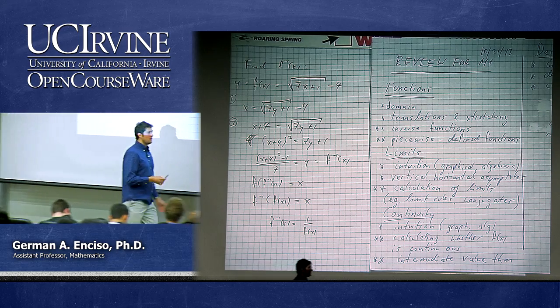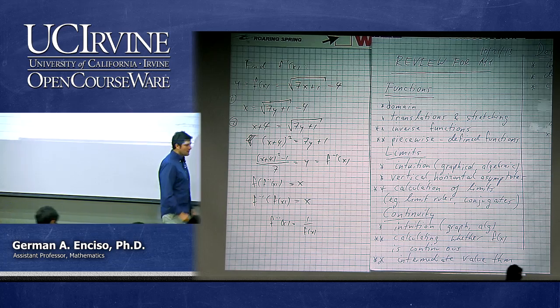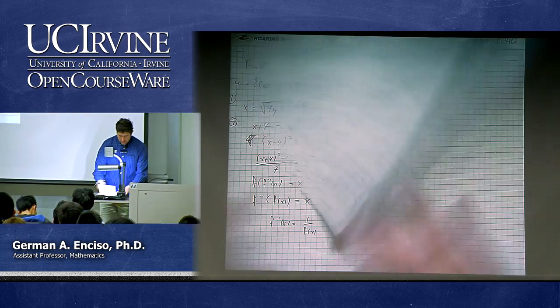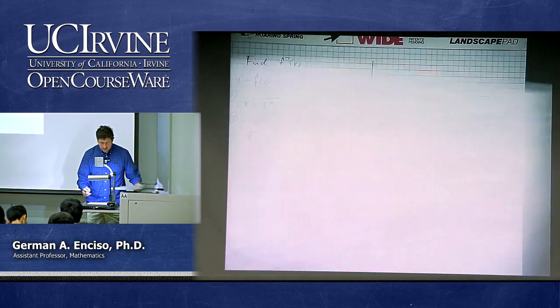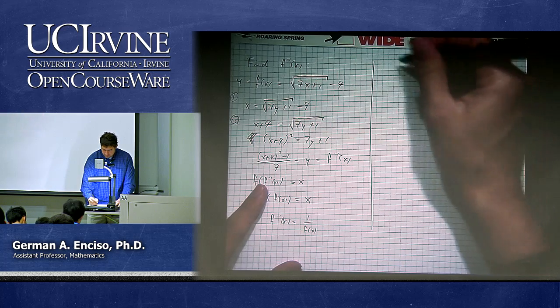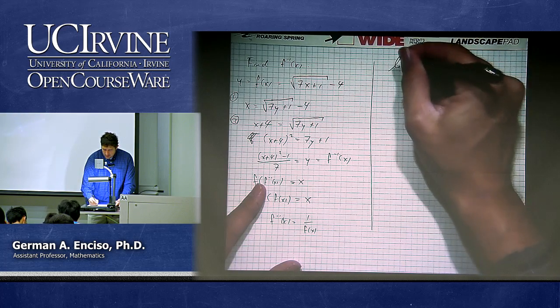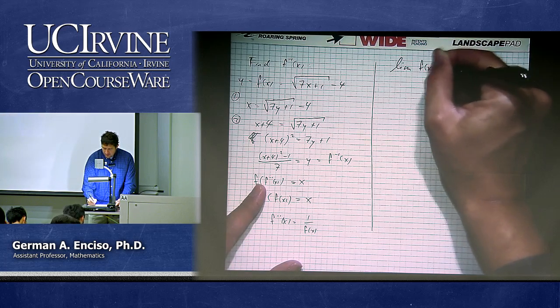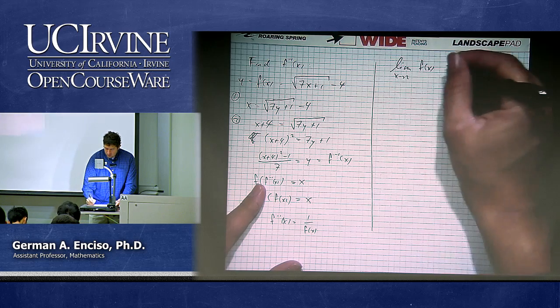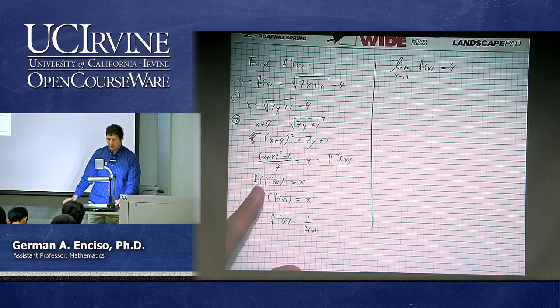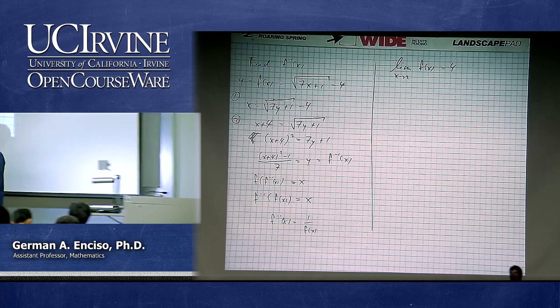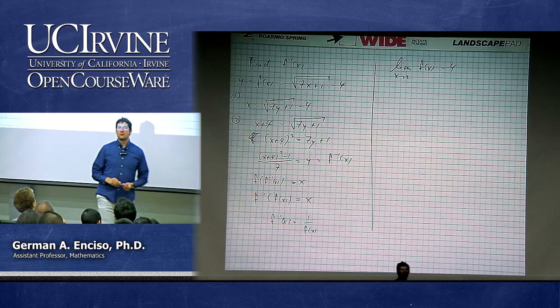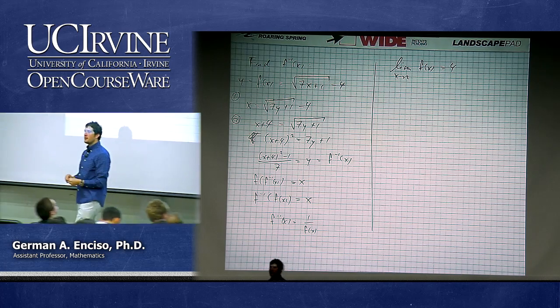So what does it mean if I write, let's say, the limit of f of x when x tends to 2 is equal to 4? What does that mean? Can anybody maybe tell me what that means in their own words? Yes, sir.